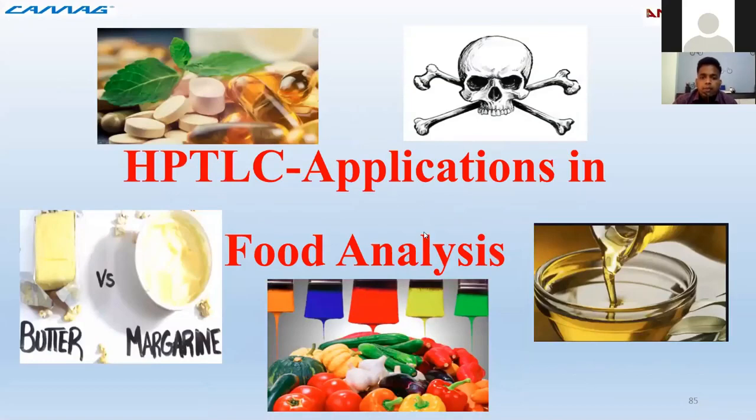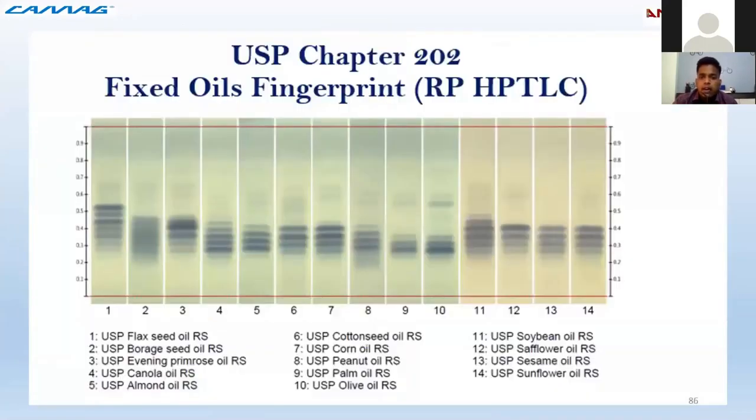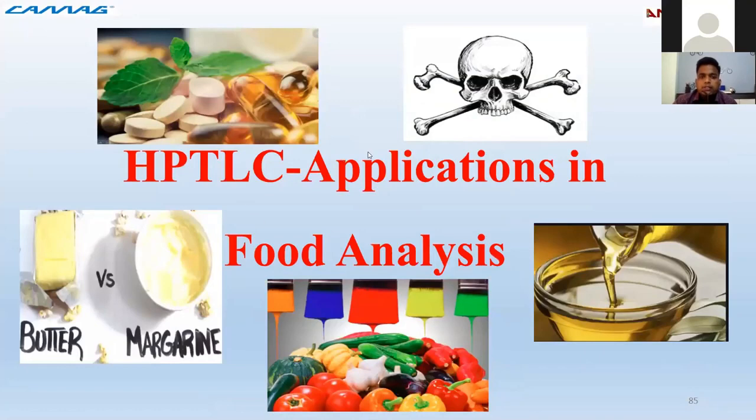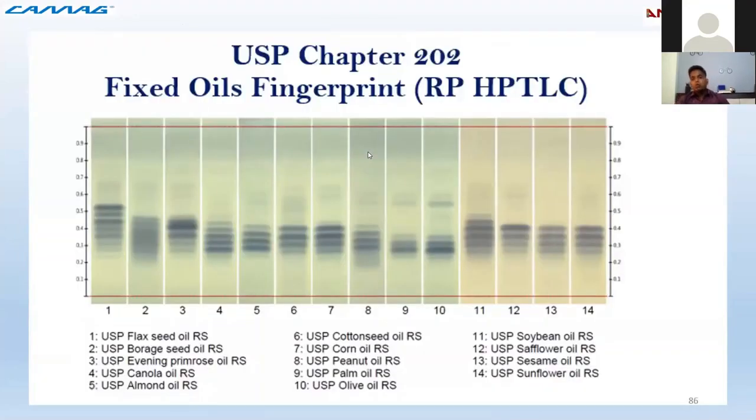Some of the examples in the physics and food analysis. So USP chapter 202. This is the official chapter for the fixed oils, like flaxseed oil, canola oil, corn oil, peanut oil, soybean, sunflower, sesame oil. Each one of them has its unique fingerprint, as I told you, a unique identity. So each oil has its unique identity.